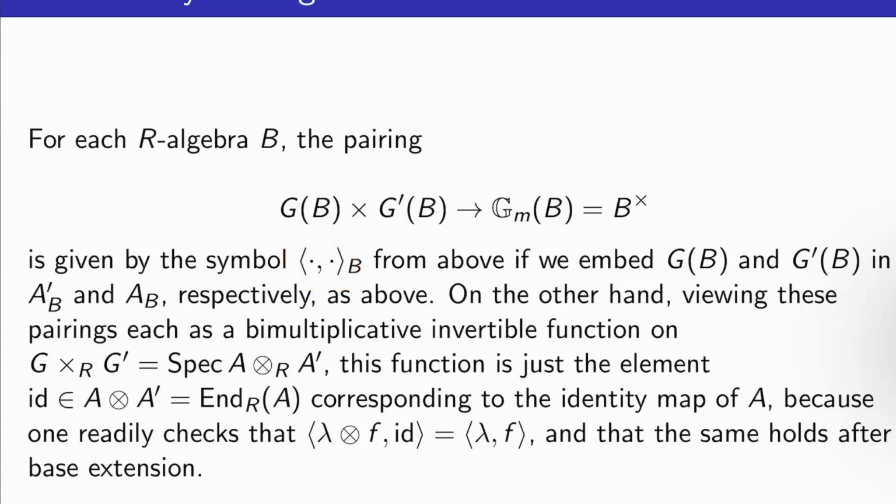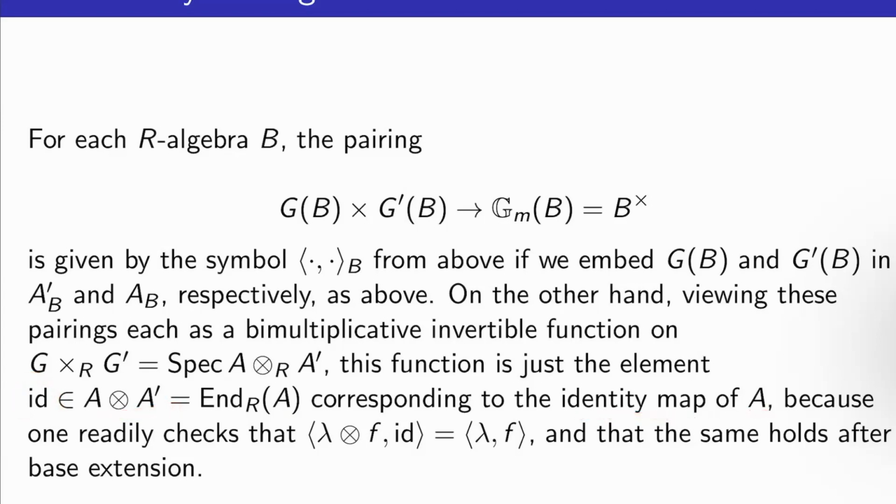On the other hand, you can view these pairings as bimultiplicative invertible functions on G cross G prime over R, which of course is Spec of A tensor A prime over R. Right? There's nothing stopping you from doing that, one for each B, right? And if you do that, it turns out this function is just the identity element in A tensor A prime, which is, as you know from module theory, just R-endomorphisms of A. Okay. And what do I mean by it's the identity element there? I mean, it corresponds to the identity map of A.